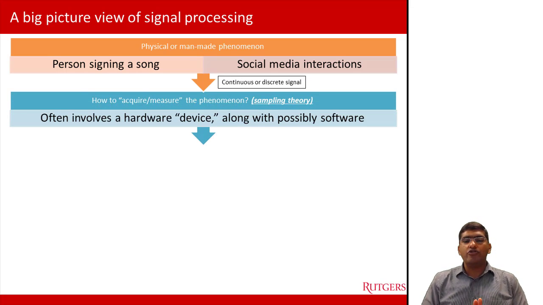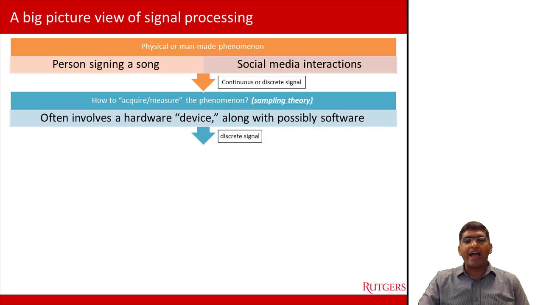And then what you do is figure out a way, how do you want to acquire or measure this phenomenon? And that's what is called sampling theory, a big part of signal processing. It often involves a hardware device, for example, an analog to digital converter at the very least, if you are dealing with things like voice, along with possibly some software. And the purpose of this interface, sampling theory, is to basically provide you a good representation of the signal in the digital domain. So the thing that comes out of that is what's called a discrete signal.